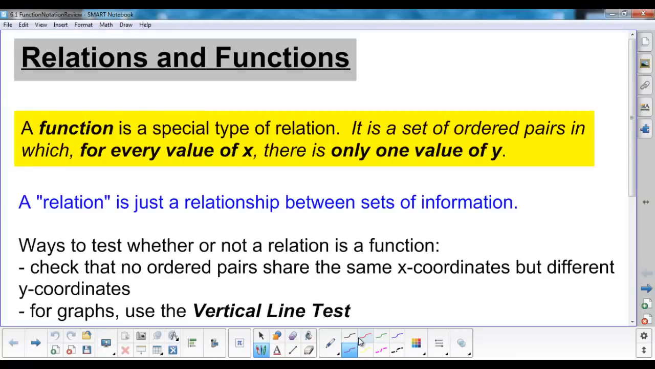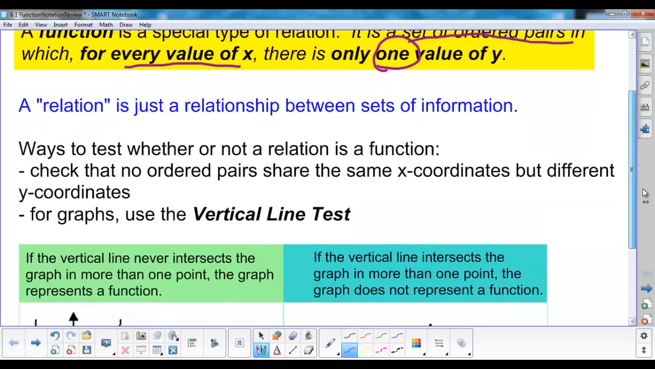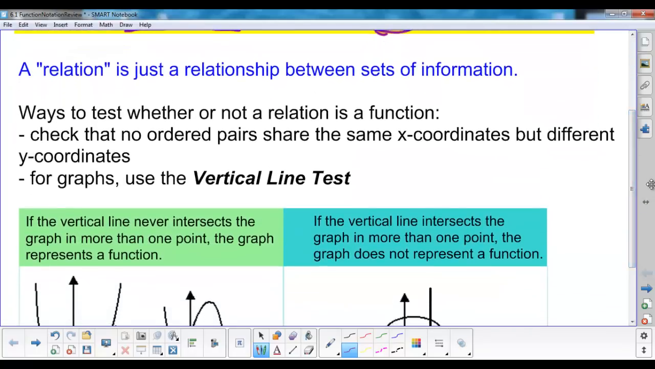Welcome to Lesson 6.1, the Function Notation Review. So to start off, we're going to talk a little bit about functions, which are basically special types of relation. Functions are a set of ordered pairs in which for every value of x, there is only one value of y.